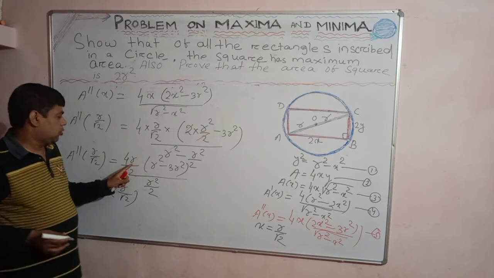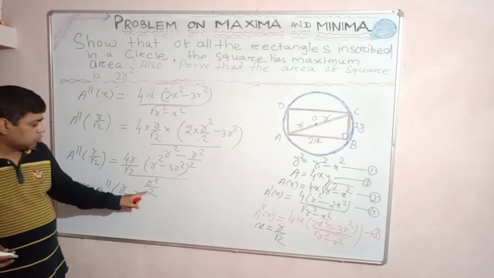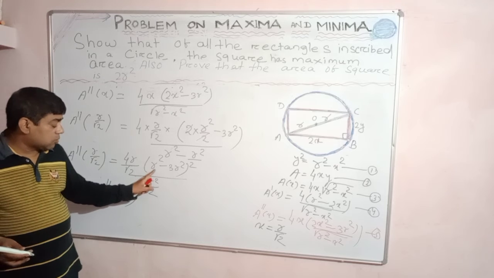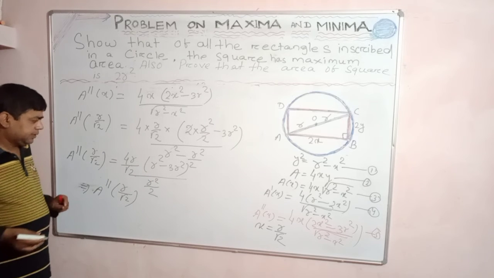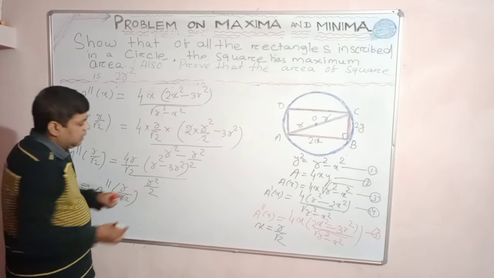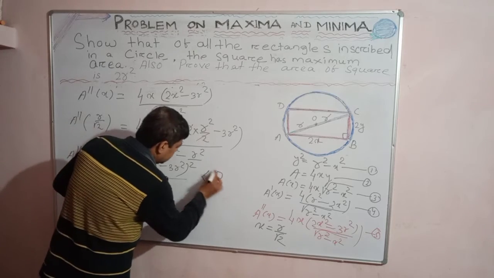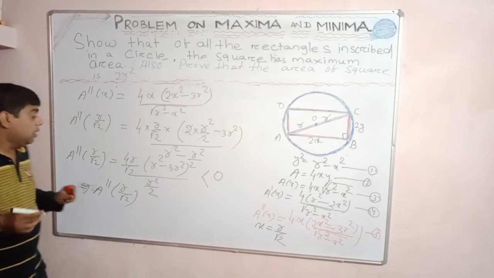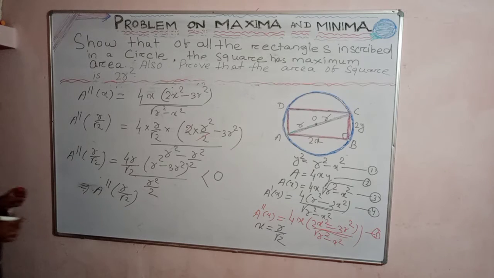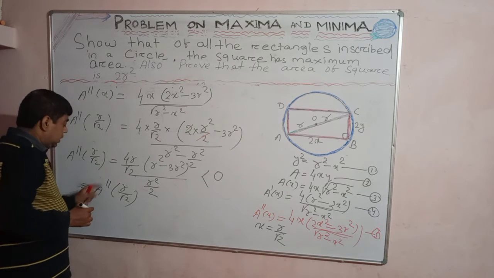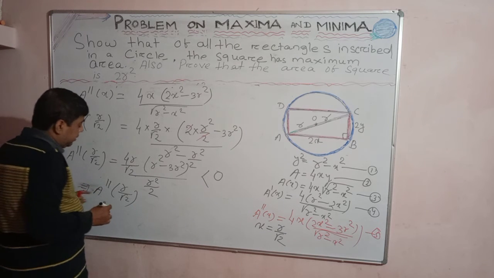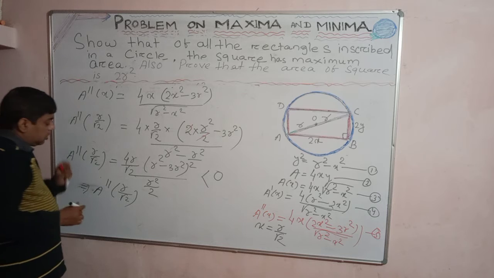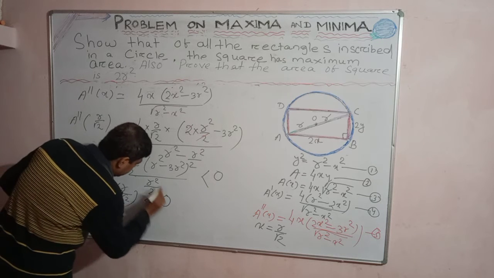See this value. This value is positive, this value is also positive, but r square minus 3r square will be less than 0 because this value will be negative. It will be minus 2r square, which is a negative value. Thus, the value of the second order derivative at x is equal to r upon root 2 must be negative, must be less than 0.